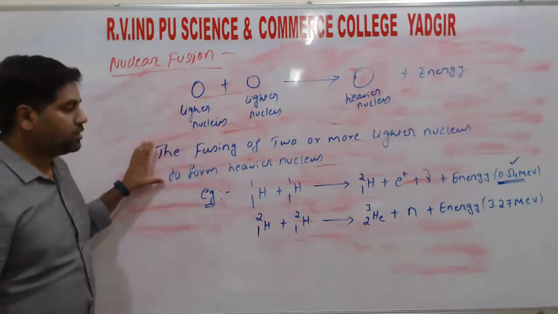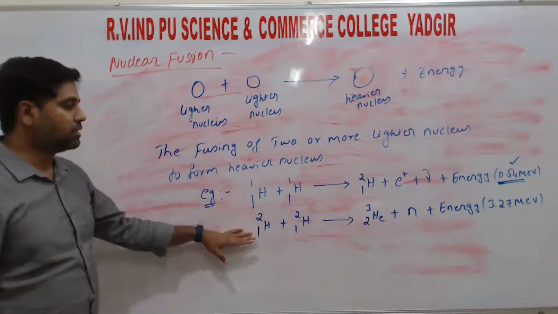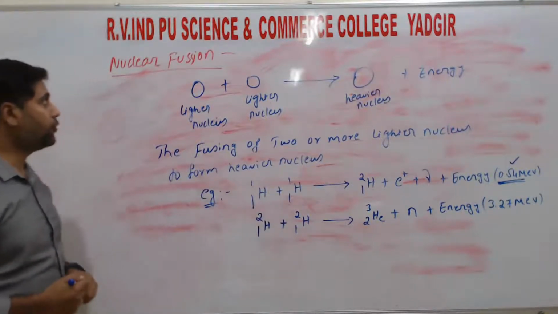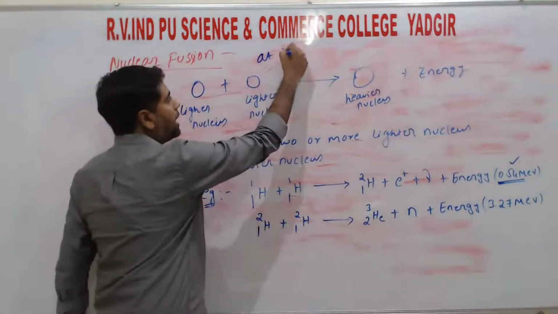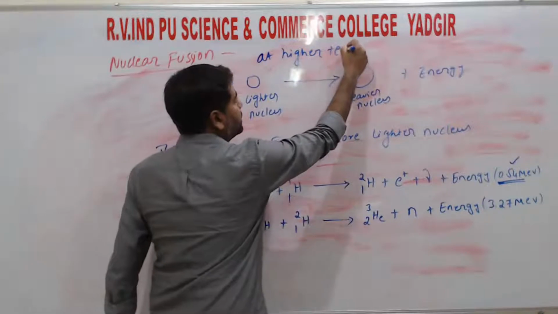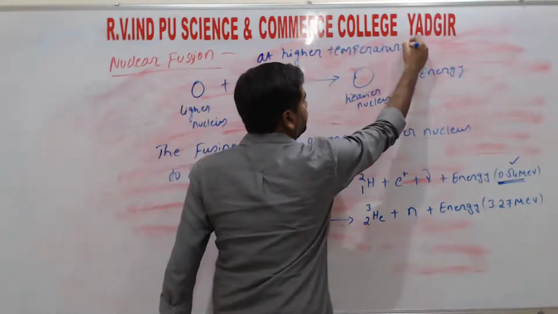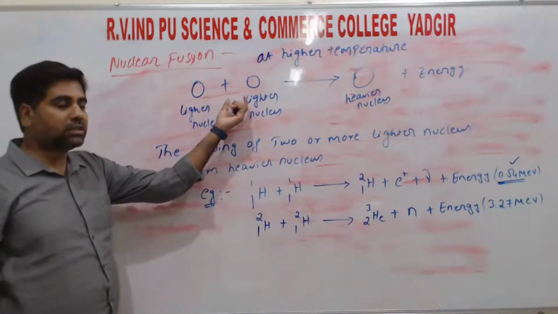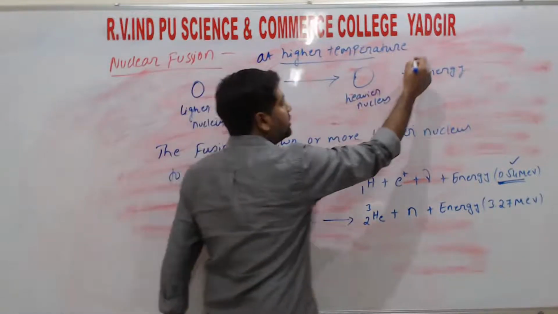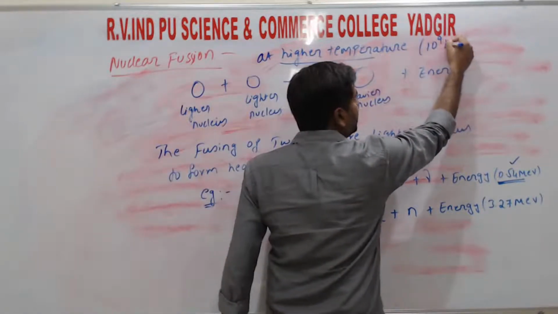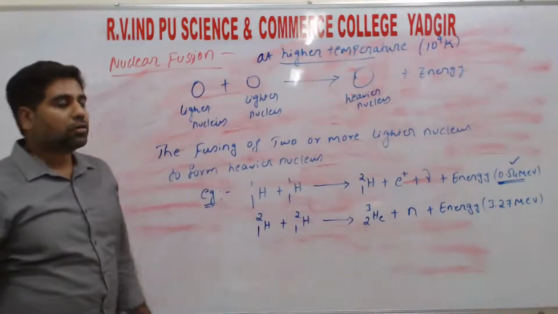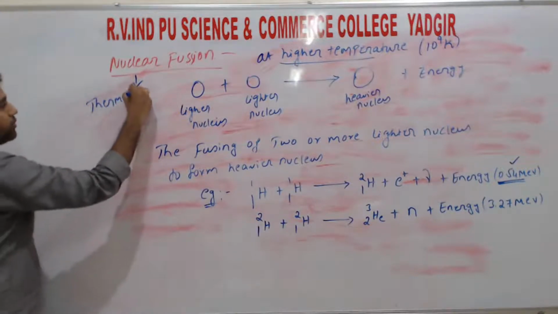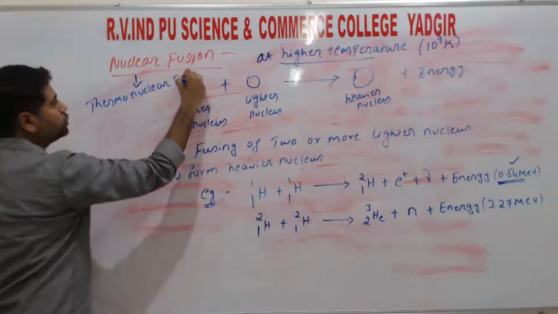So this one is the definition, and along with this definition we have examples, right? Here the energy released per fusion process is very little. This fusion takes place only at higher temperature. If two lighter nuclei have to combine together, it requires what? Higher temperature. This temperature is of the order of 10 to the power of 9 Kelvin, right? For that purpose, nuclear fusion is also called thermonuclear fusion.